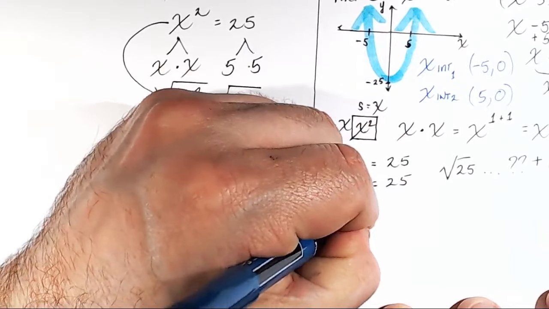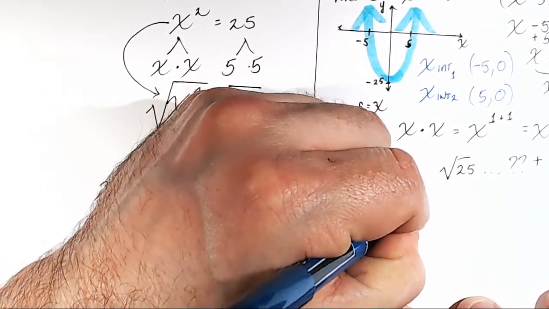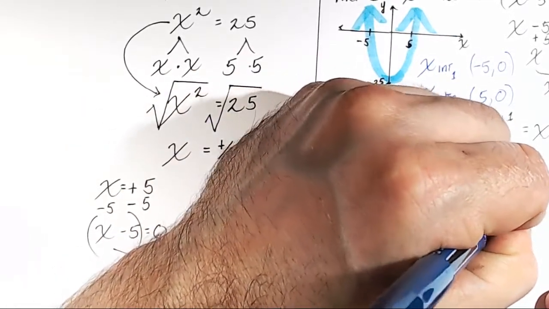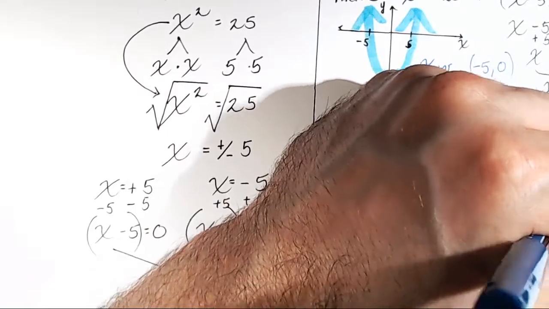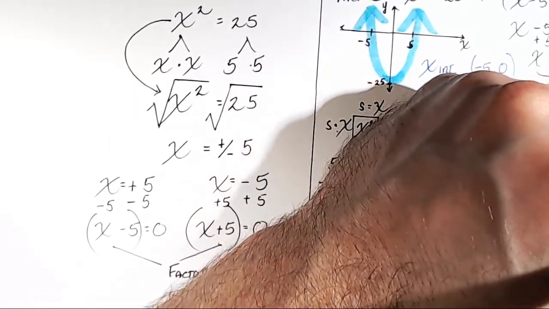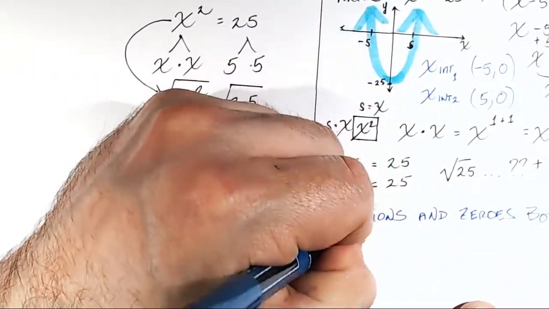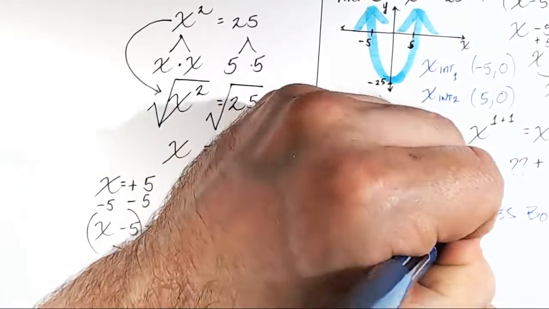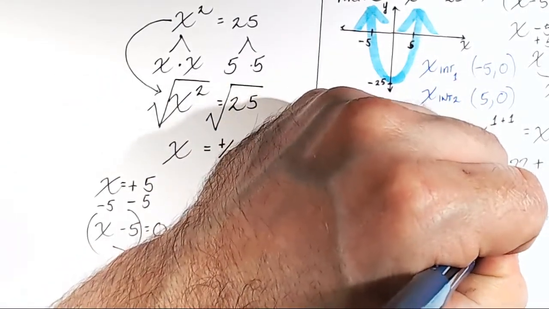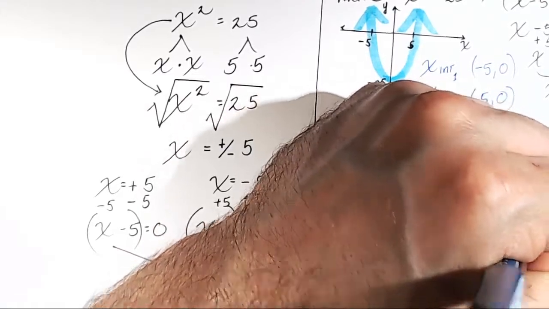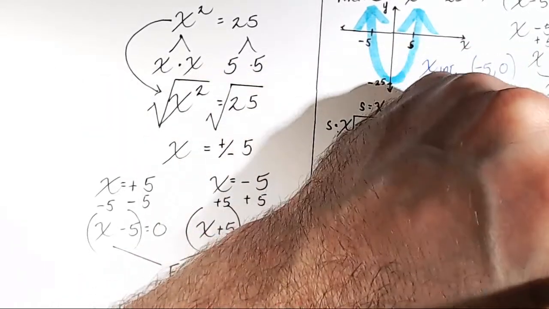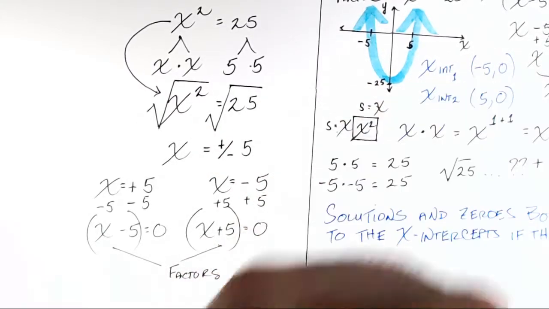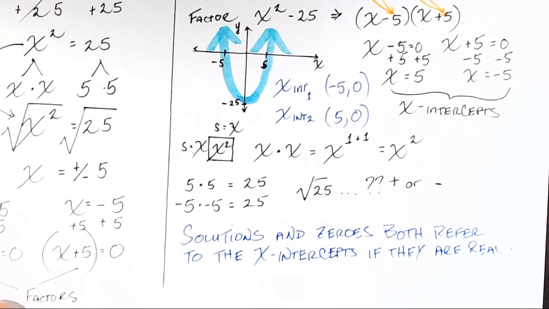So solutions and zeros both refer to the x-intercepts if they are real. It's a little bit different if they are imaginary.